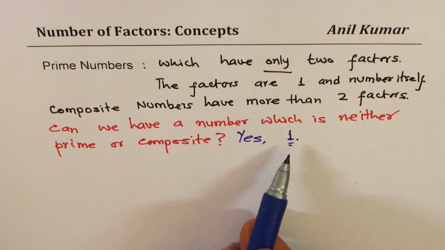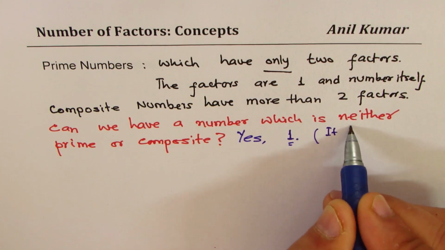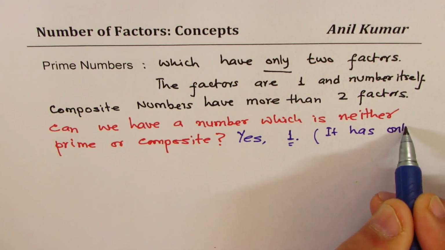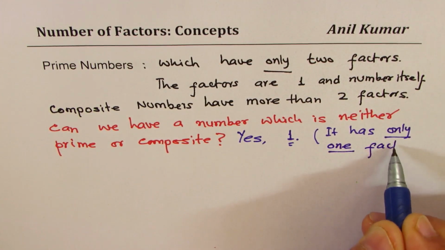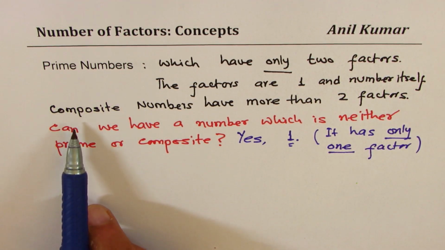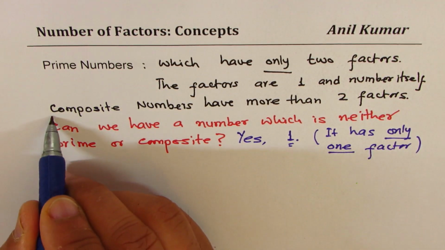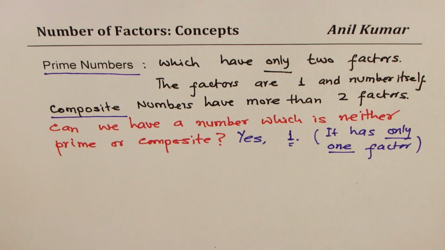See, 1 has only one factor. Do you get it? So 1 is like unique. It has only one factor, so it is not a prime number, nor is it a composite number. Is it okay? So that is extremely important to understand. Right? So when we take a prime factorization, do not write 1 as one of the factors. Right? So that's a note.